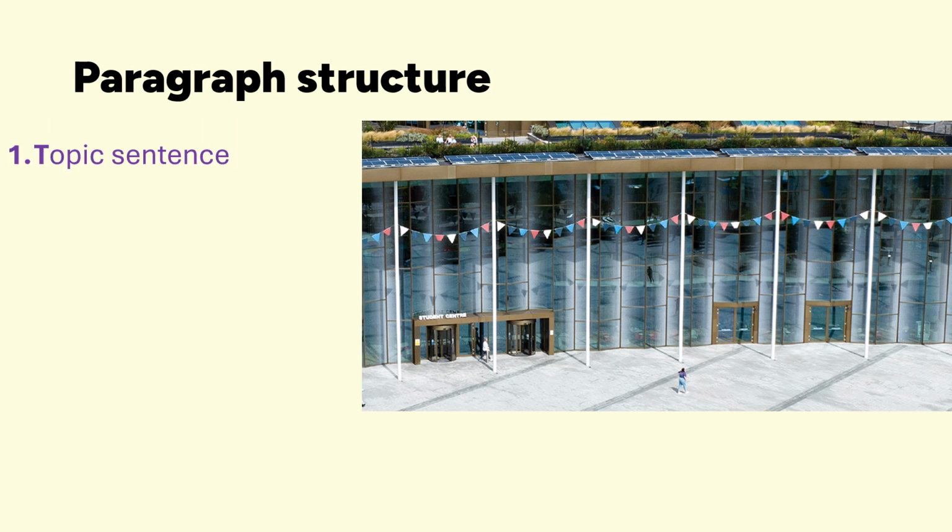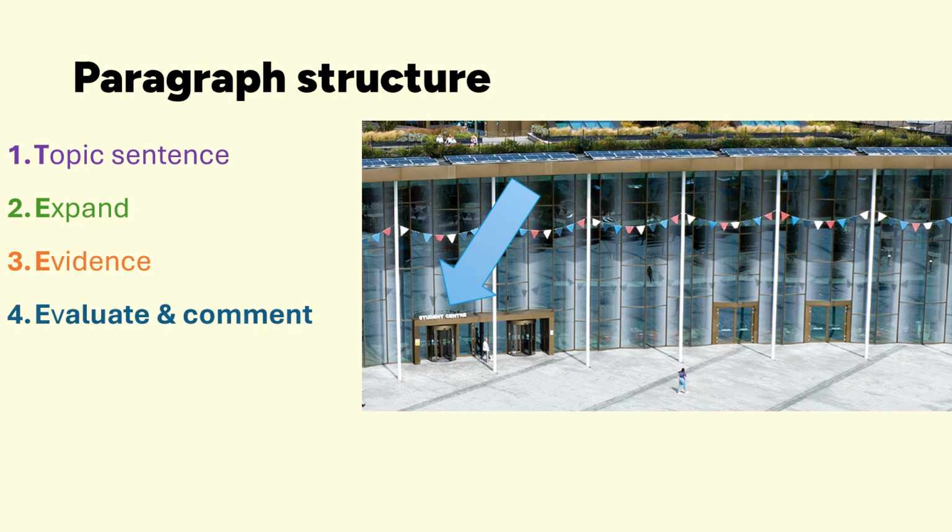So what does a well-structured paragraph include? 1. A topic sentence. This sentence, like the sign on a building, tells you where you are and what to expect when you go inside. 2. The following sentences should expand, provide evidence and evaluation. These are the substance of the paragraph and are like the facilities in a building, the cafe, careers, student support. Note the sign says student centre, so you are not expecting a laboratory or a lecture theatre. Nothing unexpected. Nothing new. The same goes for paragraphs.